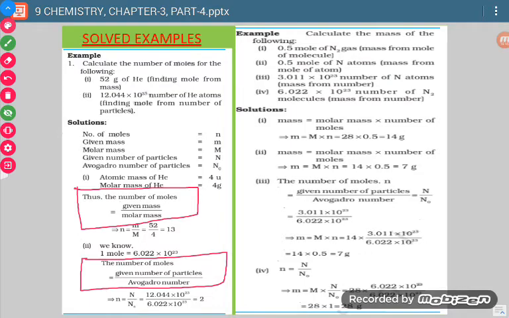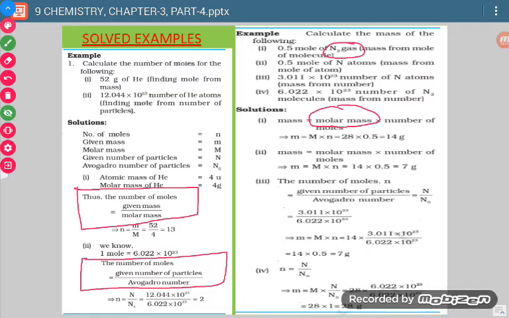Calculate the mass of following: 0.5 mole of nitrogen gas. Okay, now see, we are given nitrogen gas, so it is a molecule. Combination of atoms means molecule. So first of all, we should know what is the molecular mass of nitrogen. So we have to calculate the molecular mass of N2. It is 2 multiplied by atomic mass of nitrogen. So 2 into 14. So this is equal to 28.